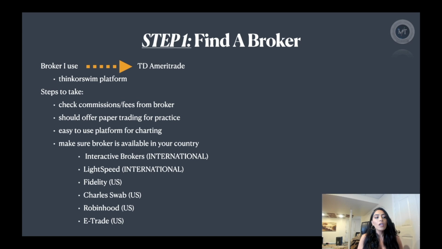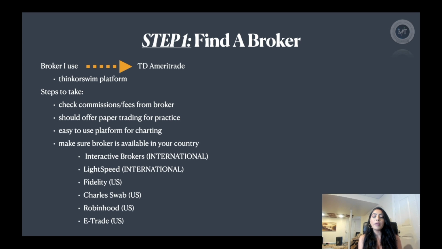So great platform. The only issue that I've ever had with them is that sometimes the fills, when you execute a trade, can be a little bit delayed, and with scalping that does become an issue sometimes, but it doesn't happen so often that I would want to switch to a different broker. So that's the one that I use.